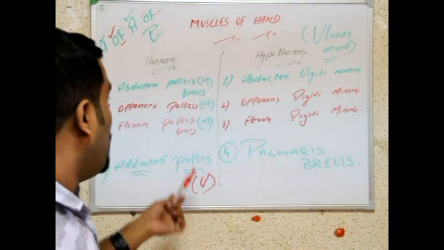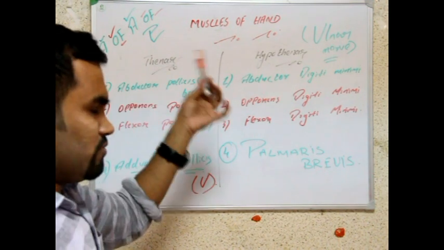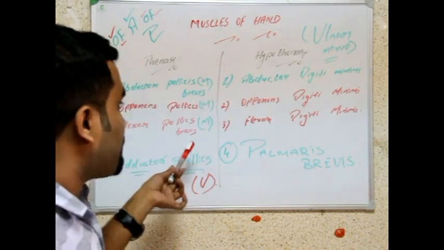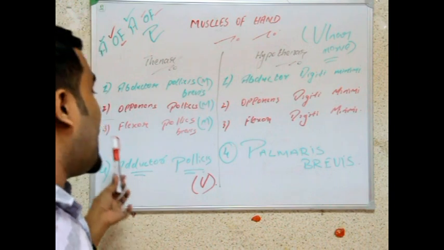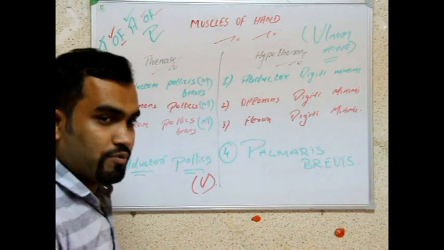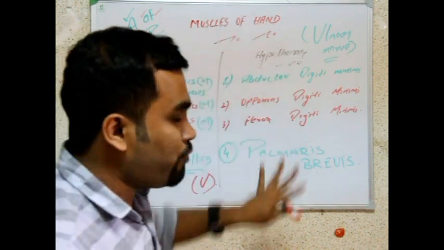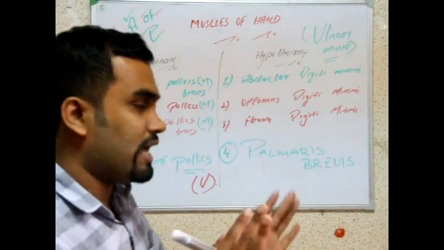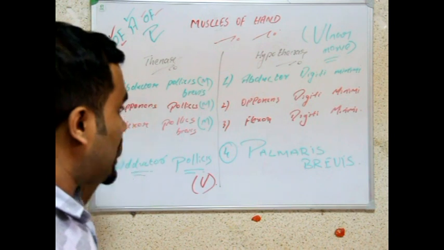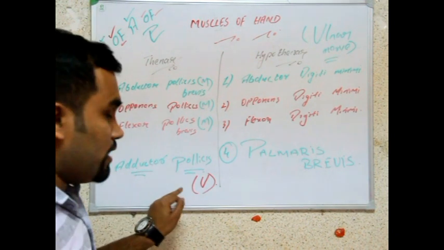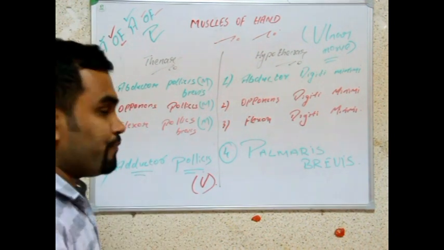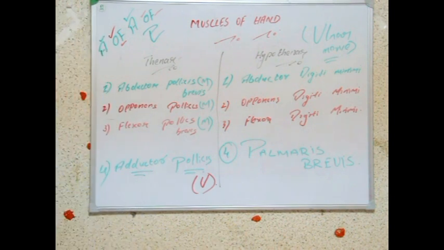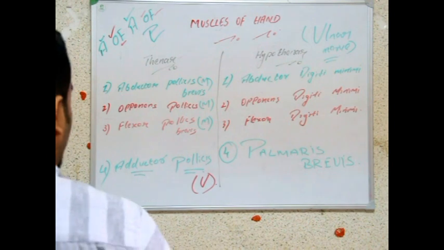Or they will ask true or false: all thenar muscles are supplied by median nerve. It's not true. The adductor pollicis is supplied by ulnar nerve. Okay, keep in mind. So remember the hypothenar muscles, no confusion. They are supplied by ulnar nerve. And thenar, first three are by median, and the last one is by ulnar. Okay, I will make it more clear. Now I will discuss the nerve supply.